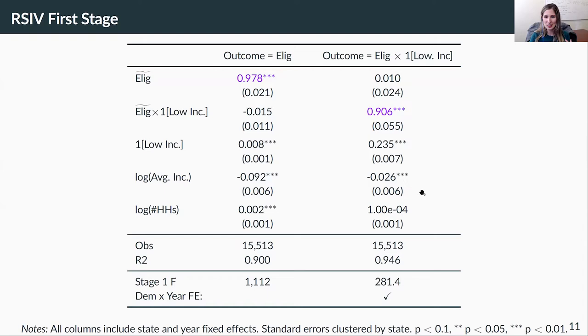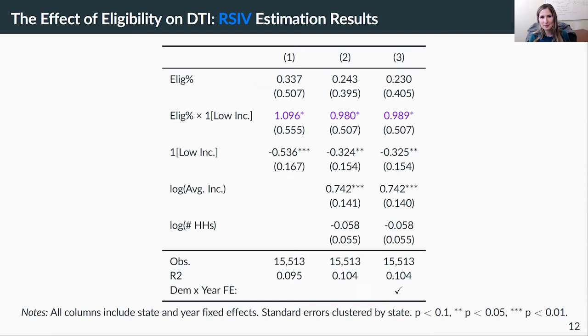So just as we conjectured, low income places just tend to have more eligibility overall. Now here, we're looking at the second stage result, and we don't see a statistically significant or really a large effect for the high income counties of an increase in eligibility. But for the low income counties, we see a large positive effect, and it's statistically significant.